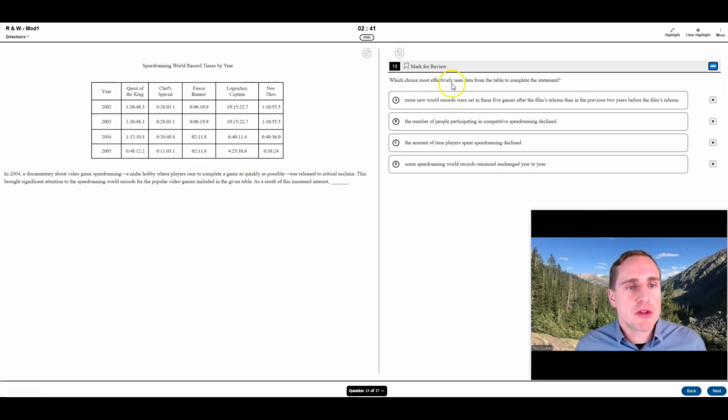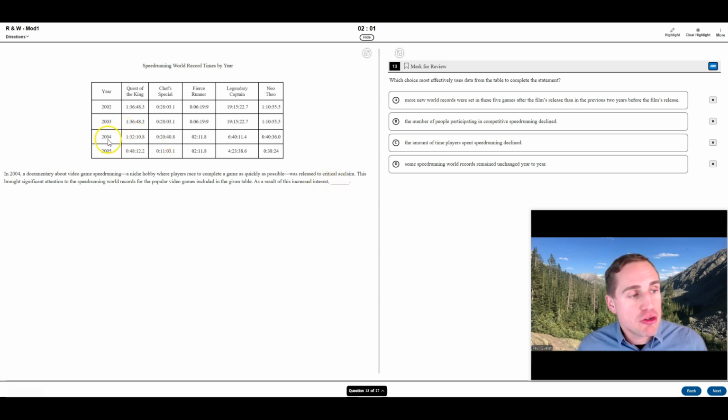Question 13. Which choice most effectively uses the data from the table to complete the statement? So we have years from 2002 to 2005. We have these different games. These are video games, and these are speed running world record times per year. So a 2004 documentary about video game speed running, which is a niche hobby where players race to complete the game as quickly as possible, was released to critical acclaim. This brought significant attention to speed running, and the world records for popular video games are included in the given table as a result of this increased interest.